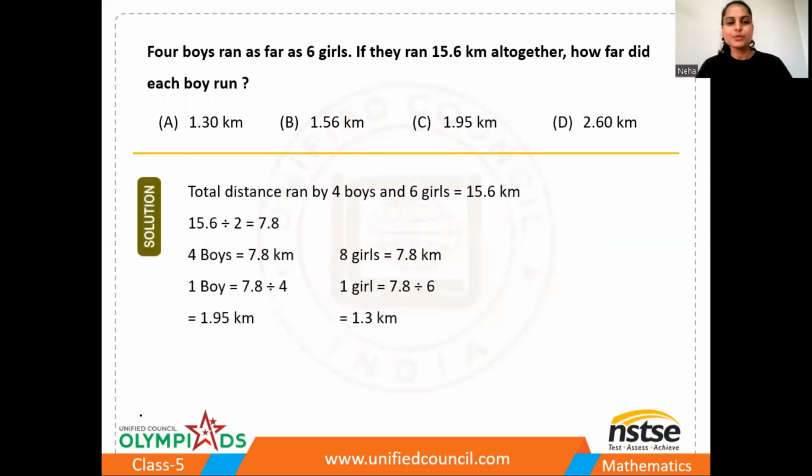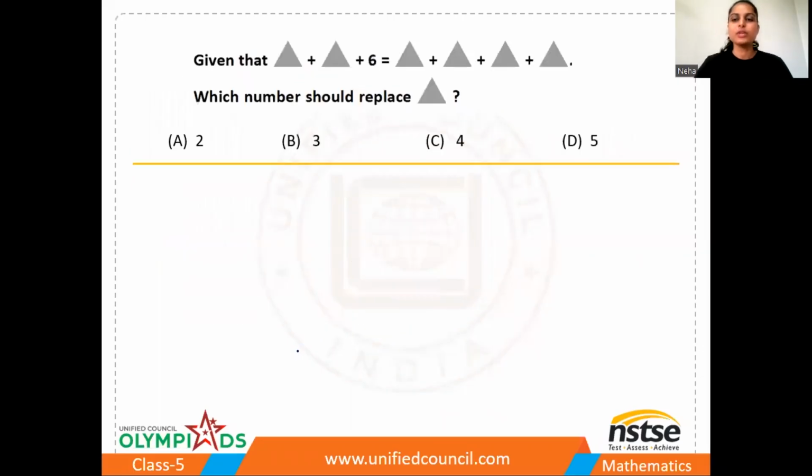Perfect. Now let me show you the detailed information for this question. You can also find out how much a girl is running. For one girl, it will be 7.8 divided by 6, because 6 girls are there. So it is 1.3 kilometers. Alright. Let's move to the next question.